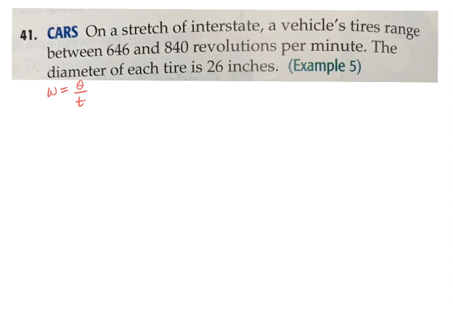So to find theta, we're going to start with the 646 first. My theta then is going to be 646 times 2 pi, which is 1292 pi. It's already per minute, and that's what the question asked for. So 1292 pi radians per minute. I'm actually done with that part of that one.